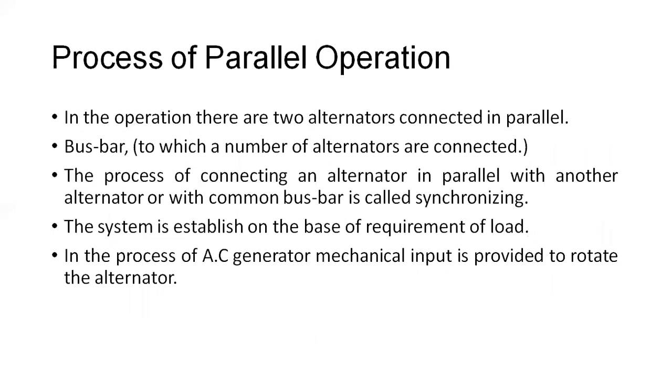Now the next one is the process of parallel operation. In the operation, there are two alternators connected in parallel. Here we are connecting two, or we can connect more than two alternators. There must be a bus bar which is commonly connected with all the alternators.